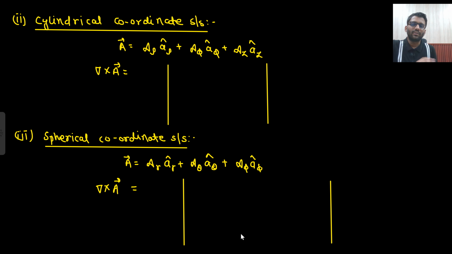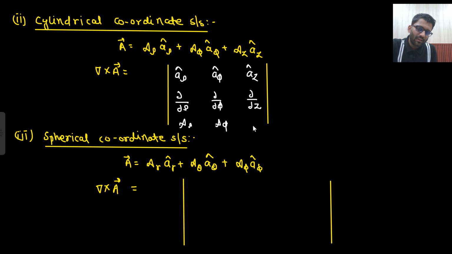Now for your cylindrical coordinate system, what you are gonna write? A rho, a phi, az. Now here you are not gonna write rho, d phi and dz. This you are not gonna write. So here directly you will write del by del rho, del by del phi and del by del z. Then a rho, a phi, az. Now I am gonna write A rho, A phi and Az.